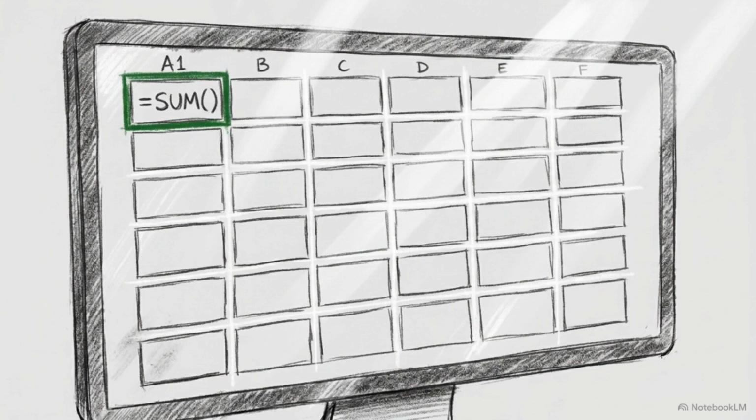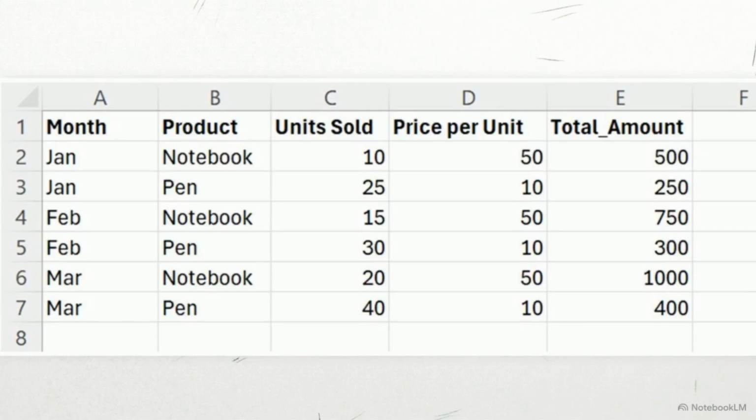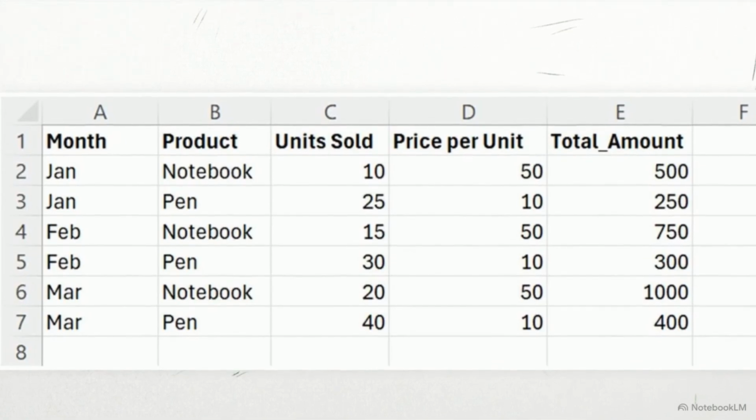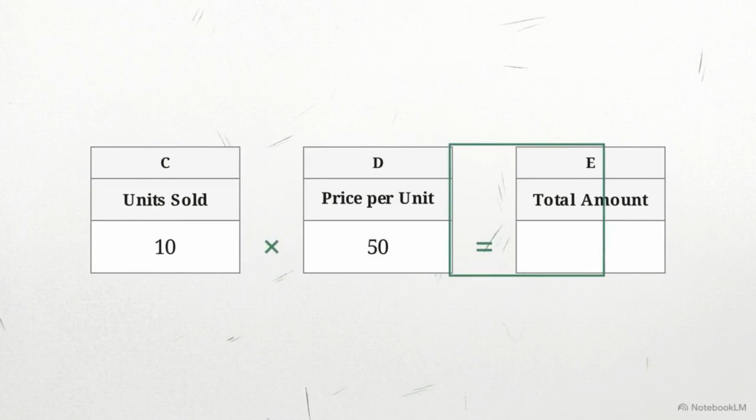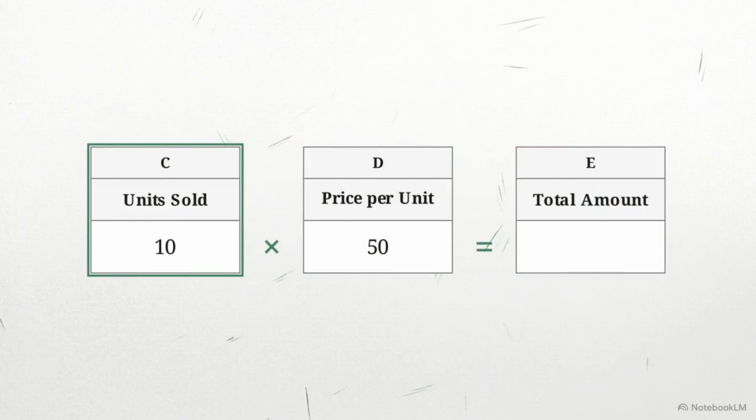It is a built-in tool that handles addition automatically, reducing the risk of calculation mistakes. Because addition is the most common mathematical task in a spreadsheet, this is often the first function beginners learn to master. This spreadsheet displays our sample dataset for a small stationery shop. We have a sales record broken down into columns: month, product, unit sold, price per unit, and total amount. Notice how the information flows. The total amount in column E is the result of the unit sold in column C multiplied by the price per unit in column D.